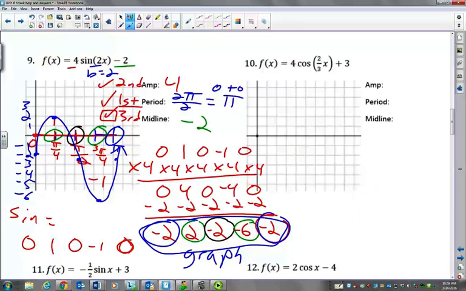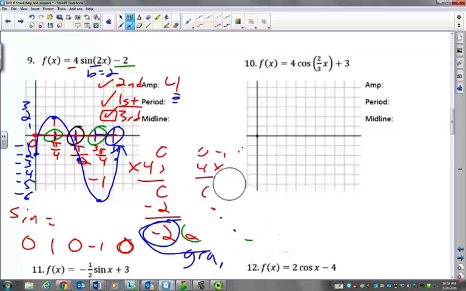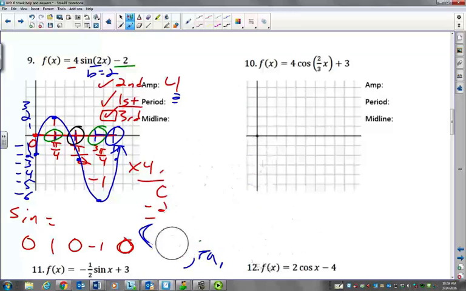Nice. So to help you there on one more, we'll do number 10 together. So there's number 9 to help you there. And then number 10, there we go. So number 10 is going to be cosine. So we do have an amp of 4. We have a midline shift upwards of plus 3.